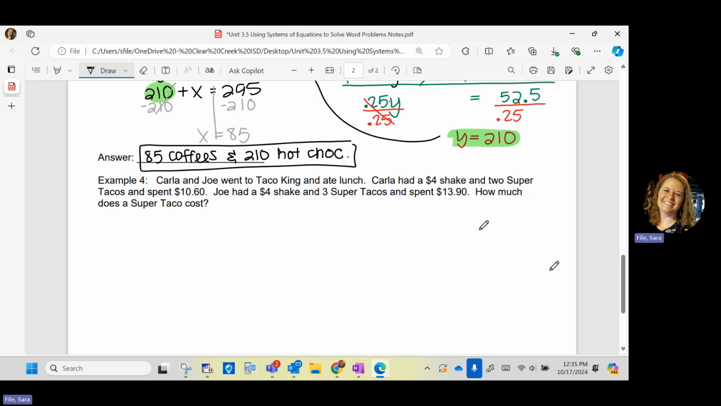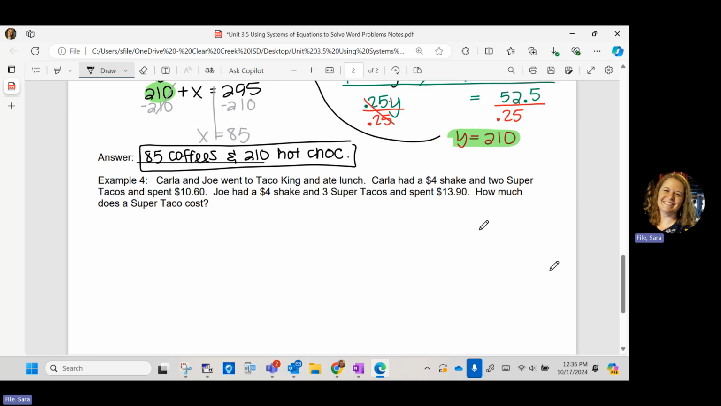All right, last one we'll do together, and then y'all are going to get to try some on your own. Carla and Joe went to Taco King and ate lunch. Carla had a $4 shake and 2 super tacos and spent $10.60. Joe had a $4 shake and 3 super tacos and spent $13.90. How much does a super taco cost?